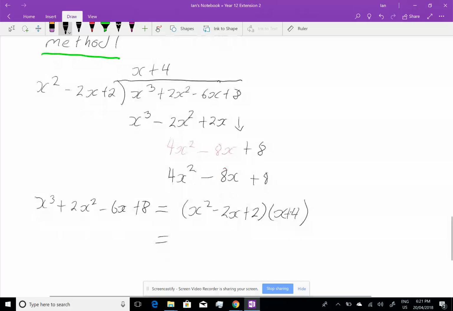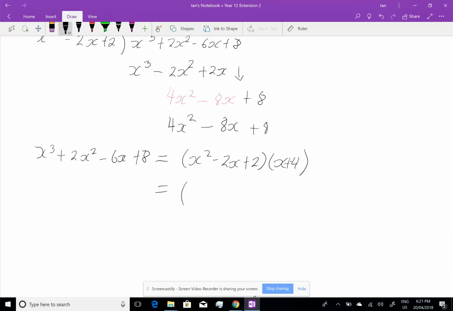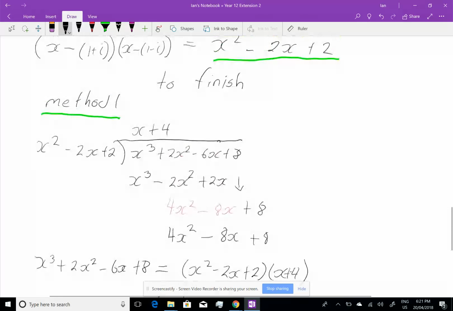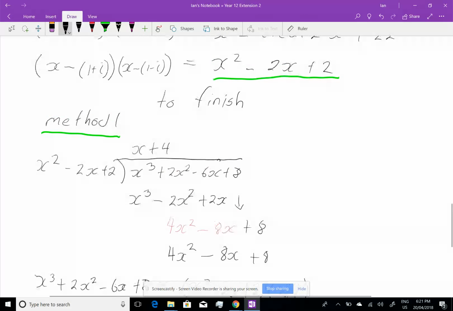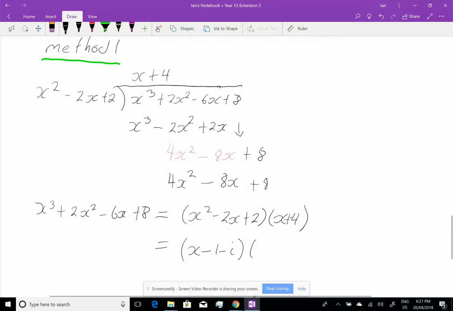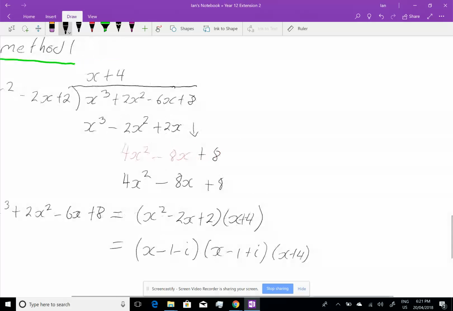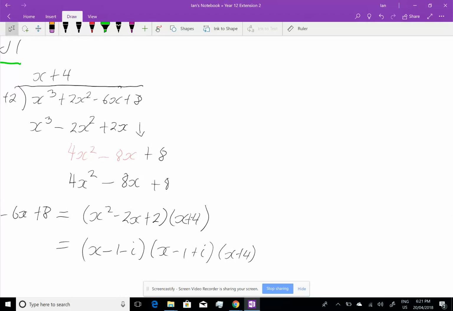And I know that this is, what did we say? x minus that, so x minus 1 minus i, and x minus that, so it's x minus 1 plus i, and x plus 4. So a little bit of long division to finish there. But there is another method, and it's easier. So let's have a look at method 2.